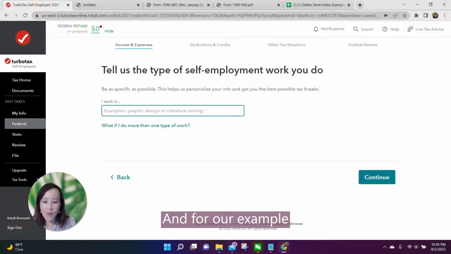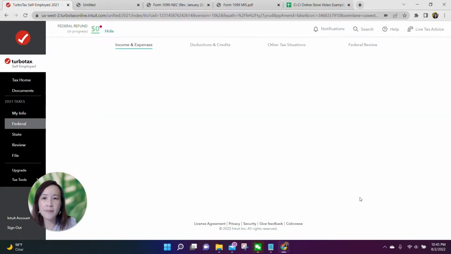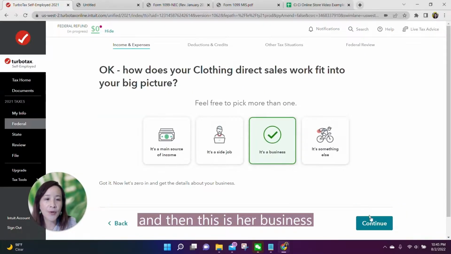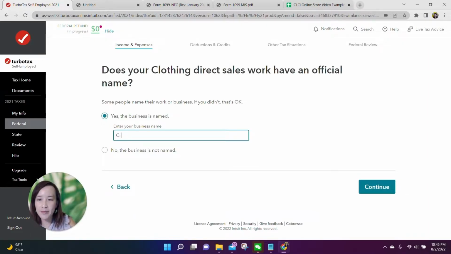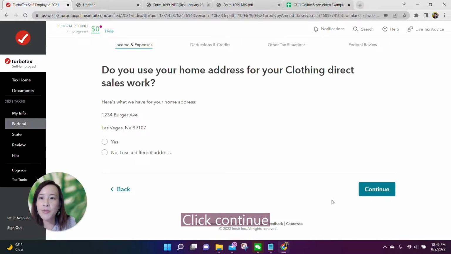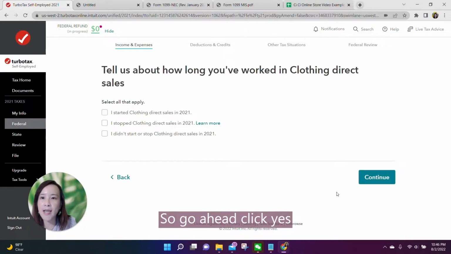And for our example, we have CC here. She is a Shopify owner and she works at CC Clothing Store, clothing direct sales. And then this is her business, and the business has a name, CC Clothing Store. Click Continue. And then she is living at this address, and she also used this address for her business. So go ahead, click Yes.